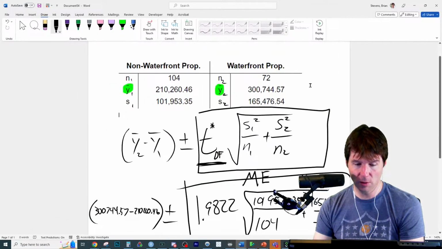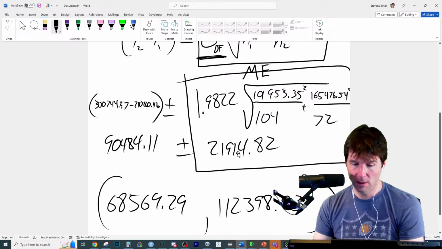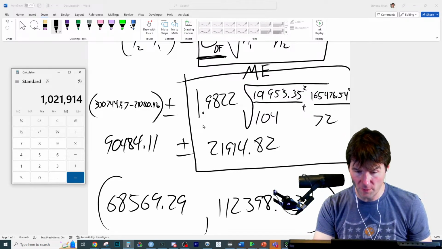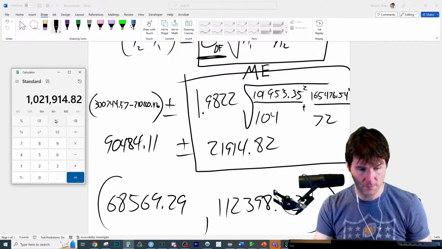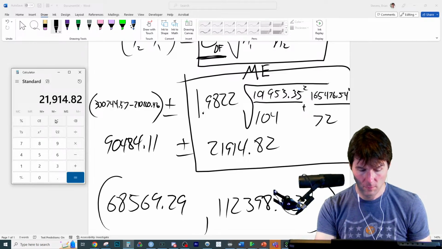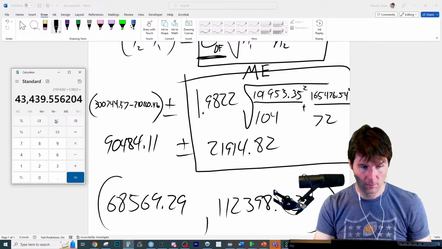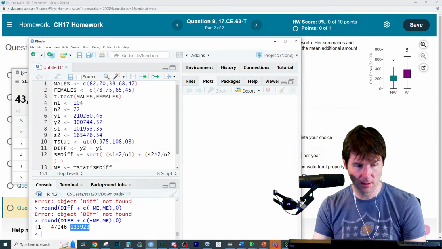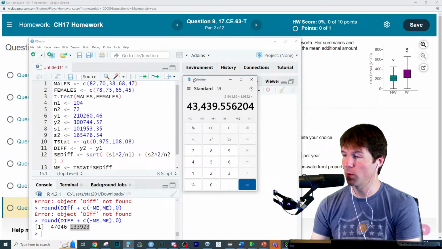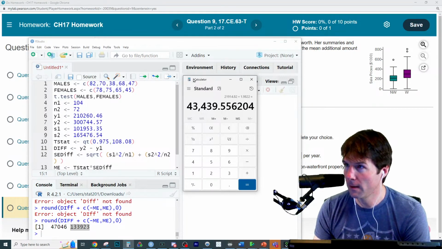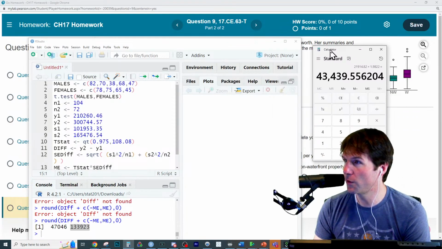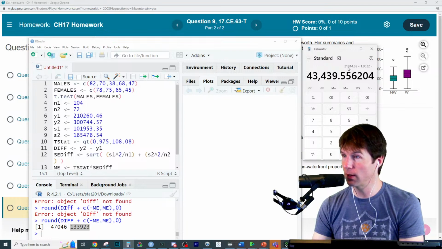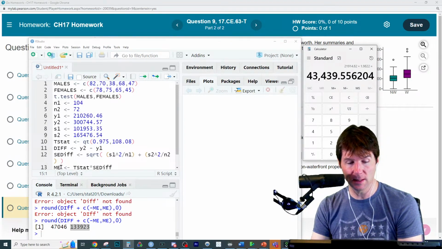So did I show what this right here, 21914.82. Look at that. That value right there, what is it? For 1,000 points, what is that value? Nice. This value, the 43,400, because I times this, the standard error, by the t-statistic.